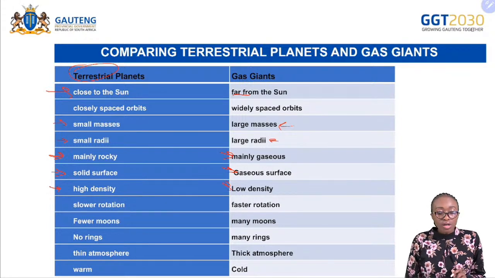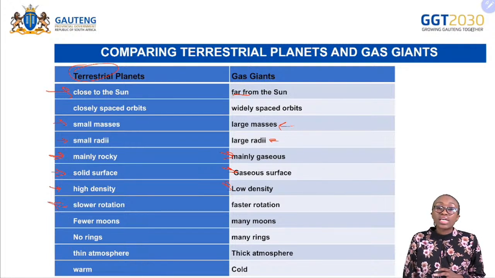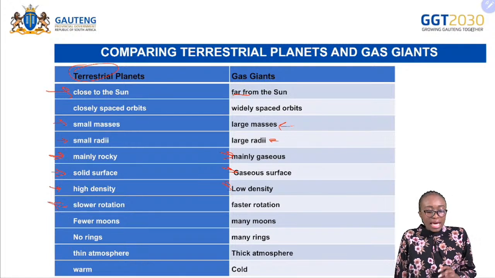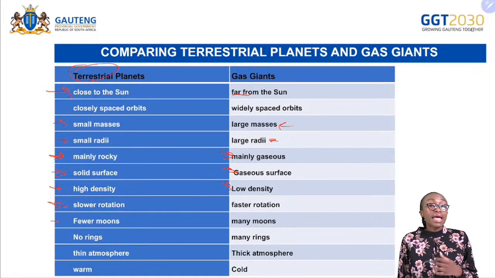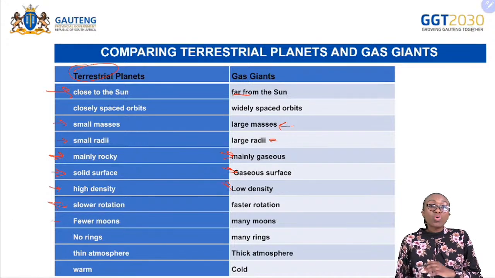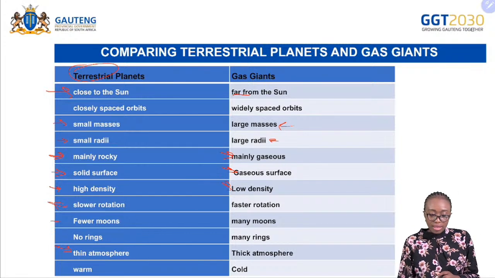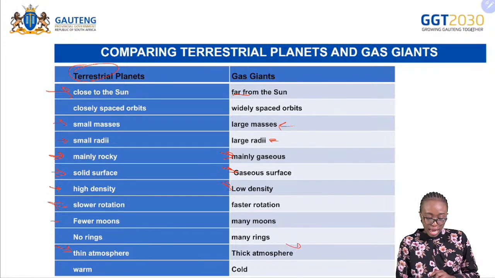The terrestrial planets have a slower rotation, whereas the gas giants' rotation is faster. The terrestrial planets have fewer moons, whereas the gas giants have many moons. The terrestrial planets don't have rings around them, whereas the gas giants have many rings. The terrestrial planets have a thin atmosphere, and the gas giants have a thick atmosphere.